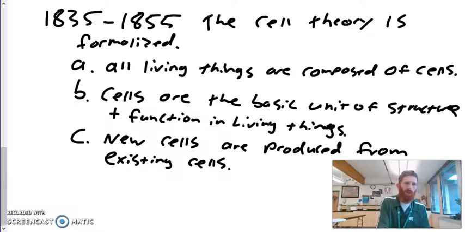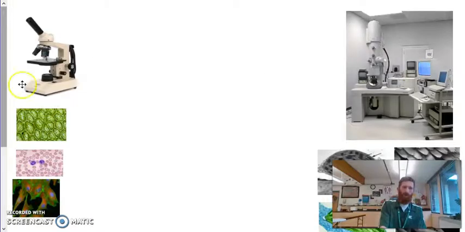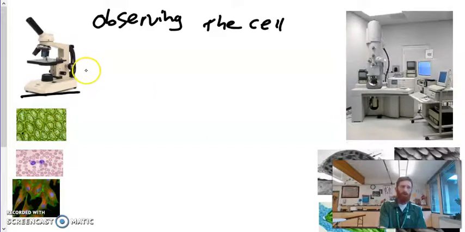So we're going to jump right in today for our remote learning day. We're done with number 1, important historical facts about the cell. Number 2, we're going to learn how to use a light microscope. I would make this kind of a new section in your notebook, right? So I would title this Observing the Cell. Perfect. So there are 2 basic types of microscopes that we can use. The first one is this type of microscope right here, which we're going to be using in class. This is called the compound light microscope.